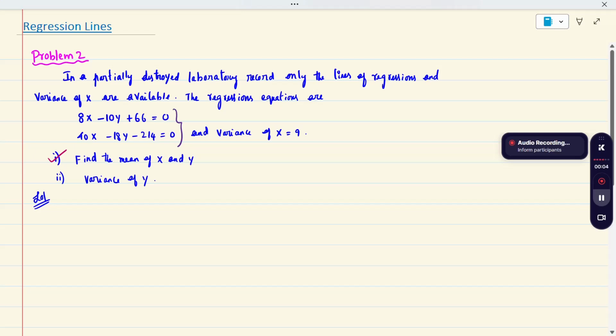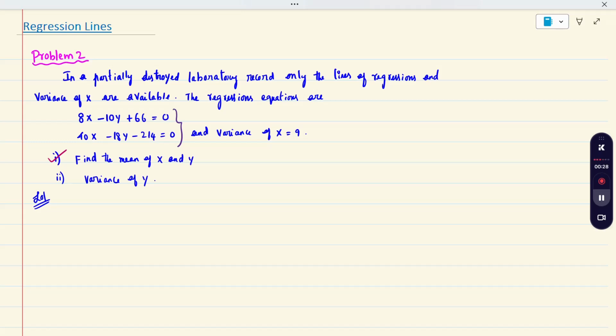Hi all, today's topic is regression line. So for problem 2, in a partially destroyed laboratory record, only the lines of regression and the variance of x are available. The two regression equations and the variance of x, which is 9, are given in the question. Find the mean of x and y and find the variance of y.